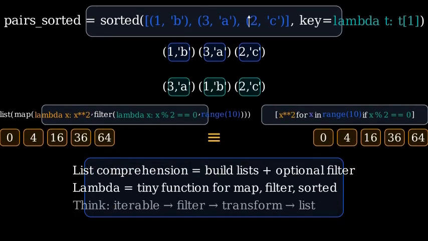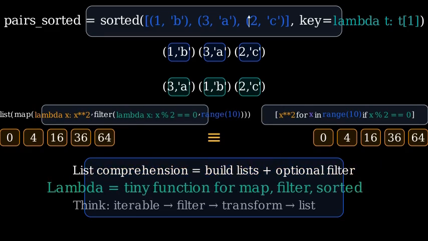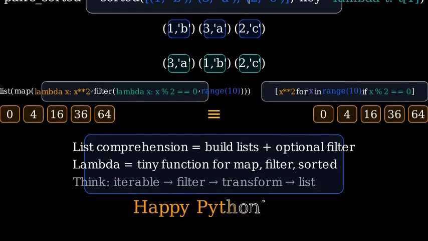Use a list comprehension when you are building a list by transforming items, optionally filtering. Use a lambda when you need a short one-off function, especially as a map, filter, or sorted key. Great work! You now have an intuitive picture for list comprehensions and for lambda functions, and you can choose the right tool for concise, readable Python.